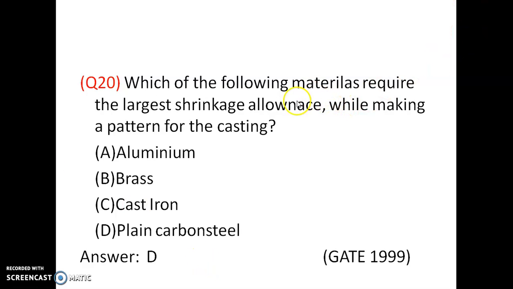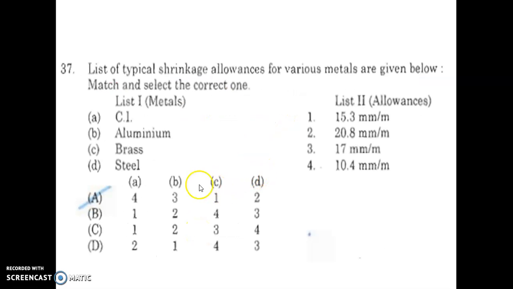Which of the following materials require large shrinkage allowance while making a pattern for the casting? Plain carbon steel. Plain carbon steel requires the largest shrinkage allowance. You can see this here.